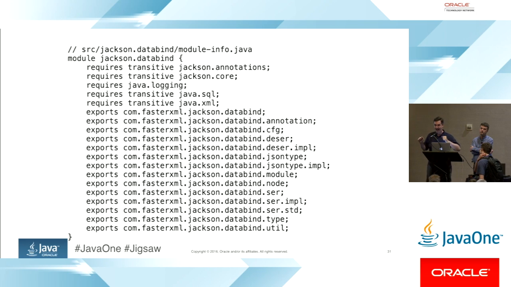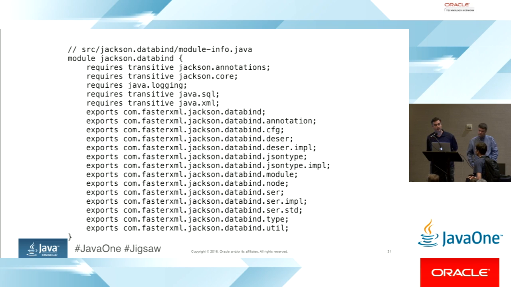Now, I haven't looked at the data bind Javadoc in detail, but what the requires transitive java.xml tells me is that the way that data bind depends on java.xml isn't just for an implementation purpose. It's because the API of Jackson data bind, somewhere in all these exports, has in a public signature a type from java.xml.